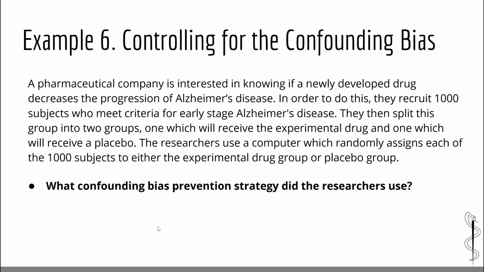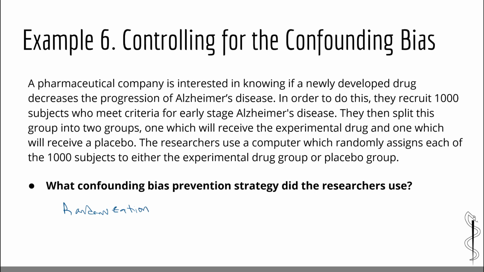What confounding bias prevention strategy did the researchers use? So this is a randomized controlled trial, and as the name suggests, randomized controlled trials are randomized. As we said earlier in this lecture, randomization is an effective way for minimizing the risk of confounding bias because any potential confounding variables are balanced between the groups and therefore cancel out.